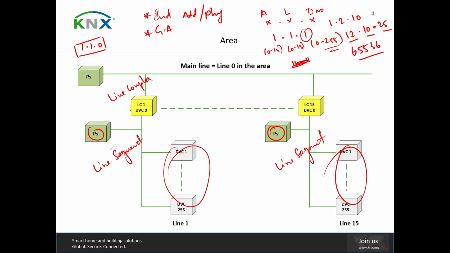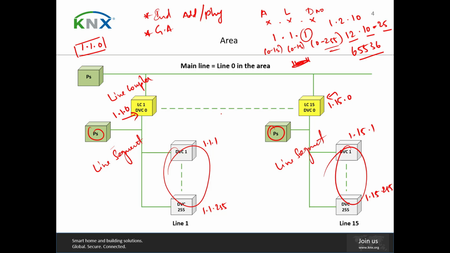Let's say in this scenario, this device is 1.1.1 and this device is 1.1.255, and consider this device is 1.15.1 and this is 1.15.255. Okay, so in this scenario, this line coupler will have the address 1.1.0. This is the address of this line coupler, and 1.15.0 is the address of this line coupler. Okay, this is how the line coupler addresses are made.